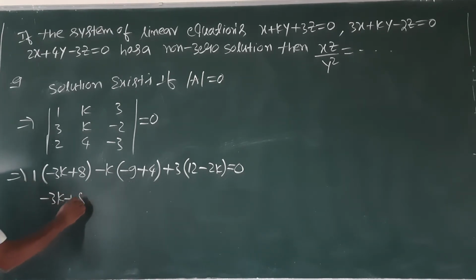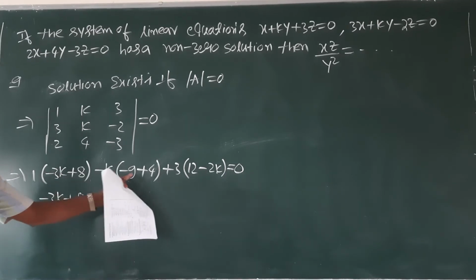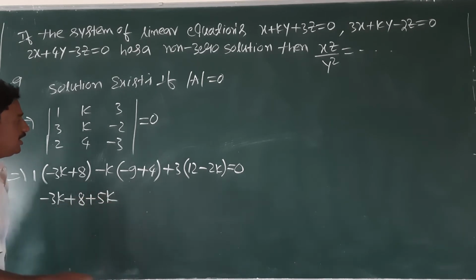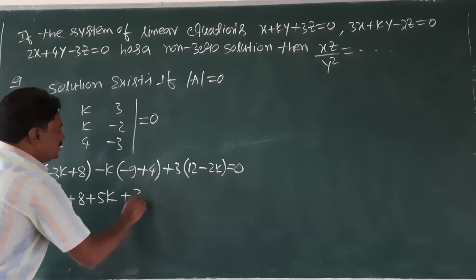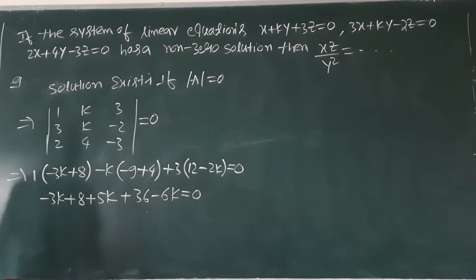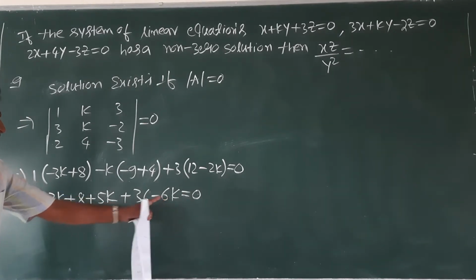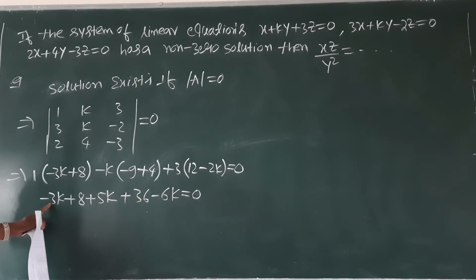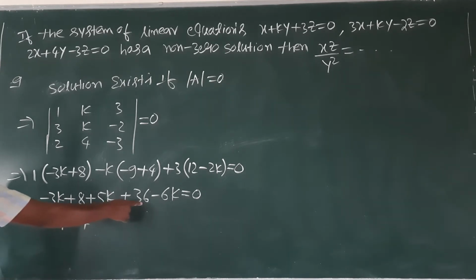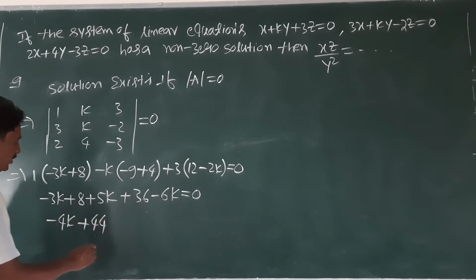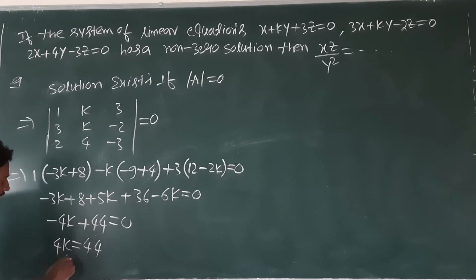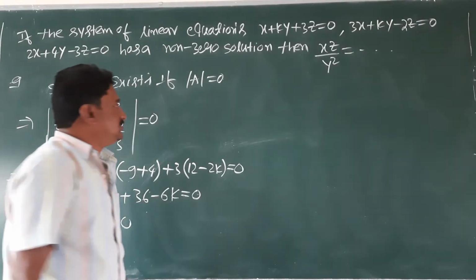−3k + 8, −9 + 4 is −5, minus into minus plus 5k, plus 36 − 6k equals 0. Combining: −4k + 44 = 0, so 4k = 44, k = 11. We got the k value, students.